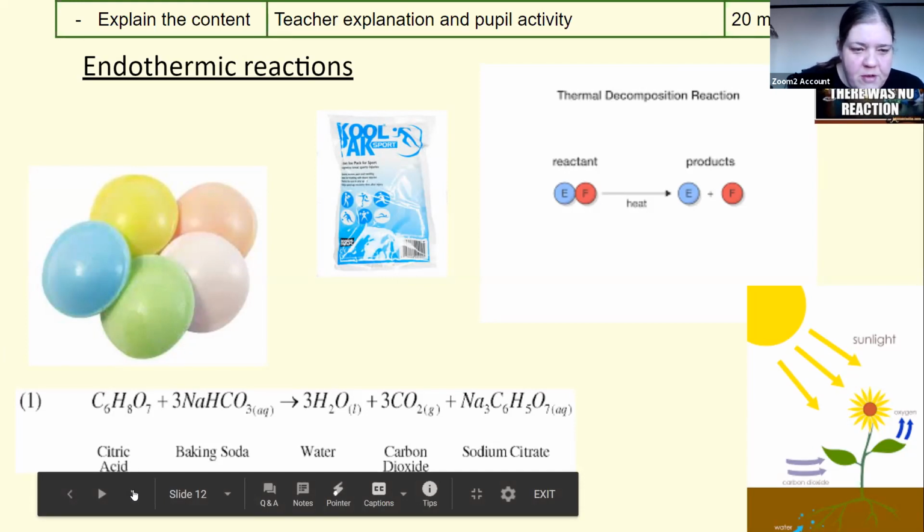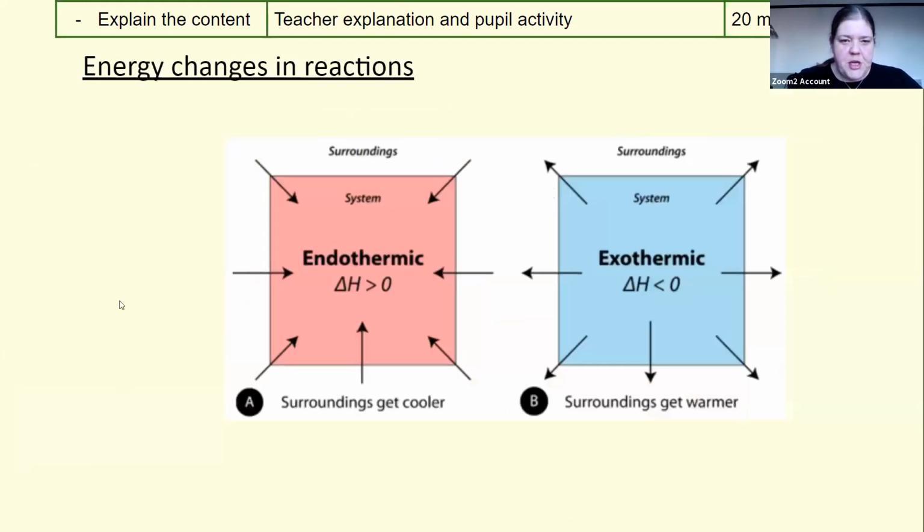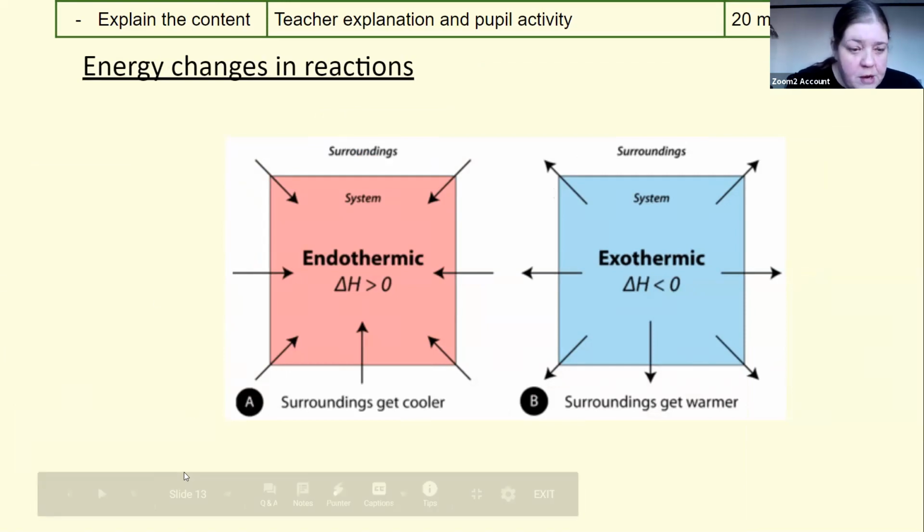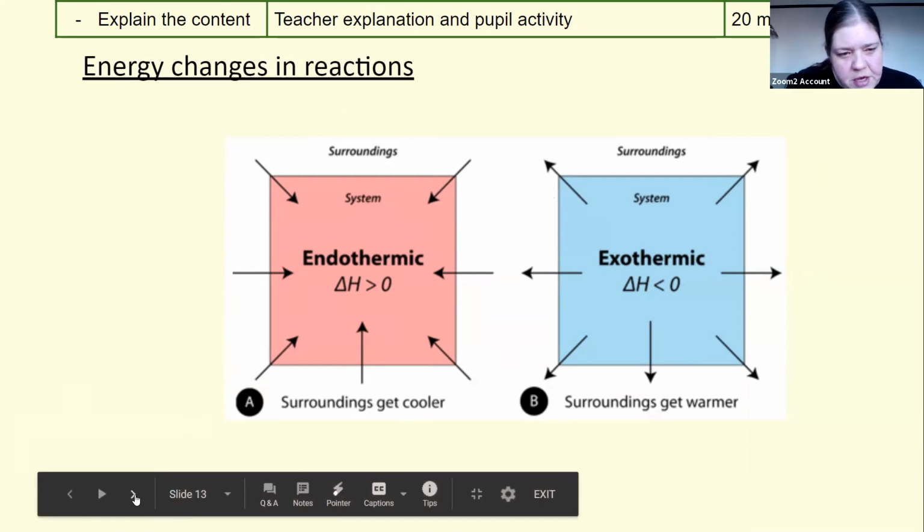Okay, right, I'm going to move it on then. This is just me summarising, just to make sure we've all got it. So in endothermic reactions, the surroundings get cooler because energy is taken in from them, and in an exothermic reaction, your surroundings get warmer because energy is released. And I'm hoping we're all getting that key point.